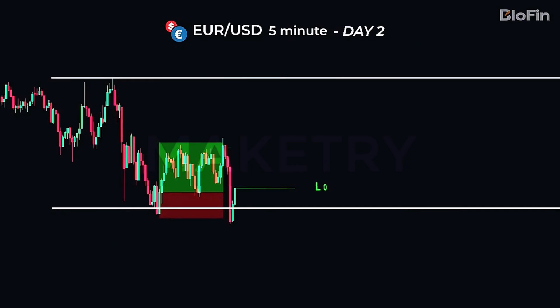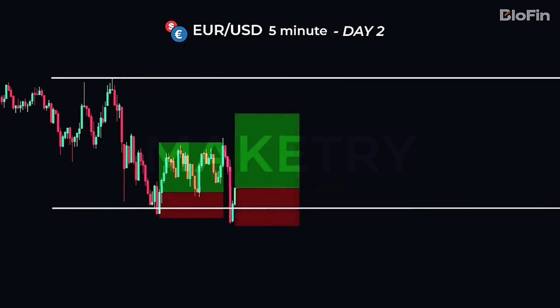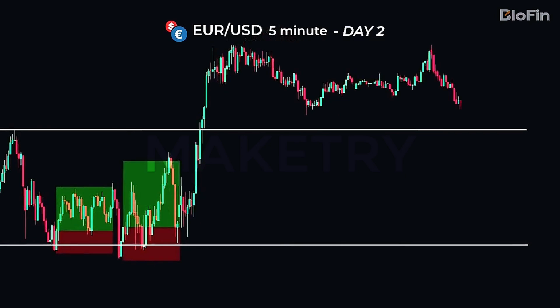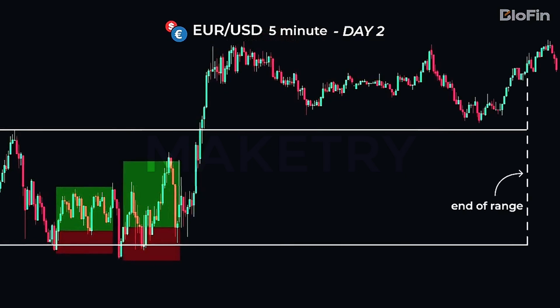Later, price gave another long setup. Stop loss is set at the lows, take profit at 2 times risk. And price hits the target again, another 2R gain. After that, price broke above the range and didn't re-enter until the end of the range. So, there were no setups taken.